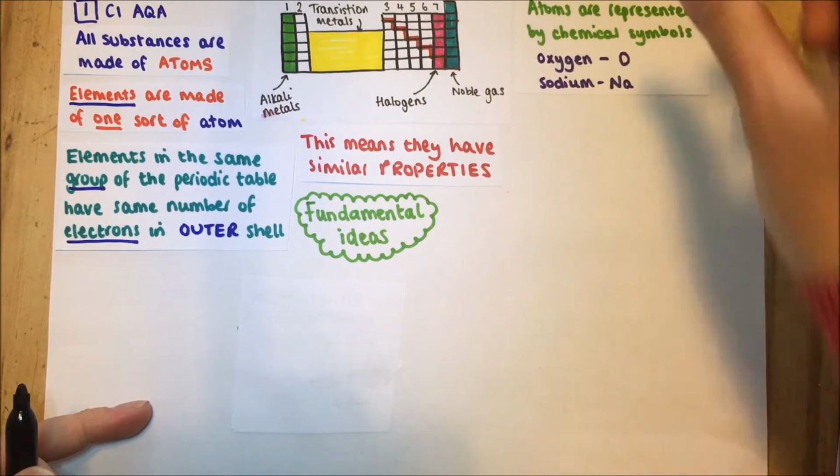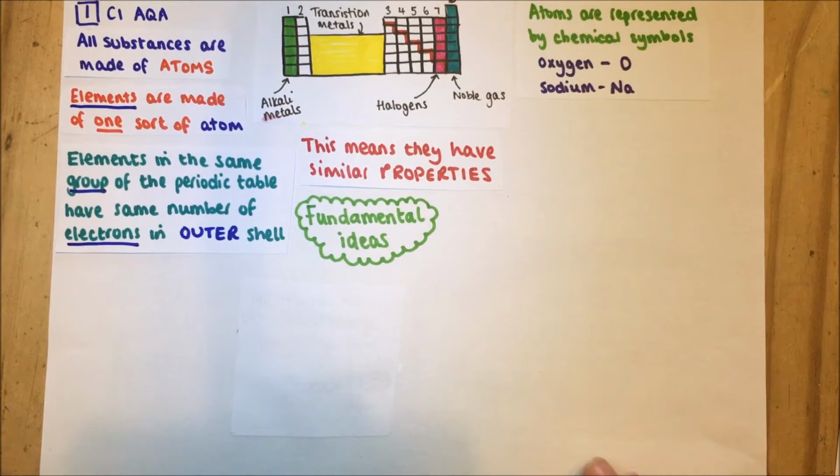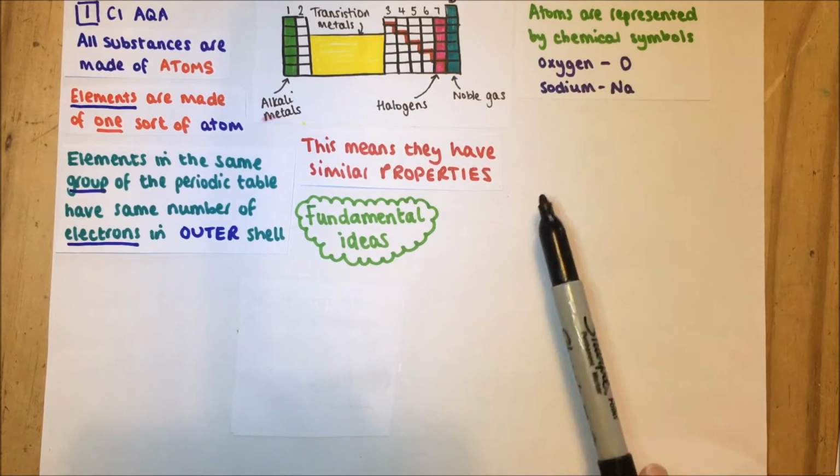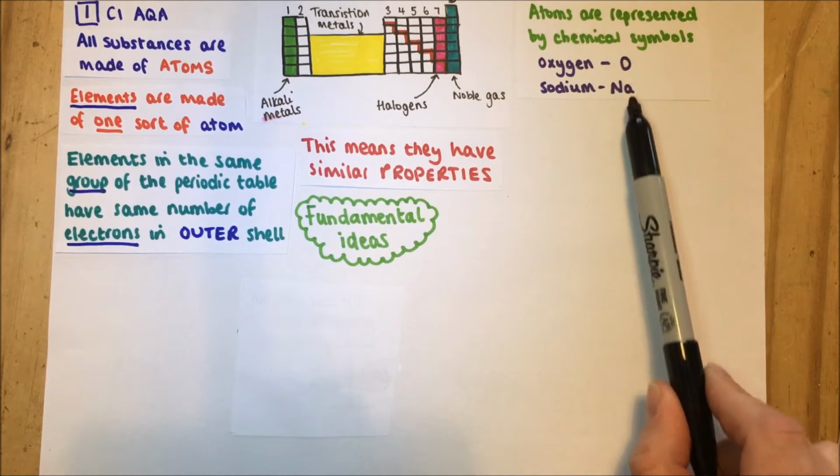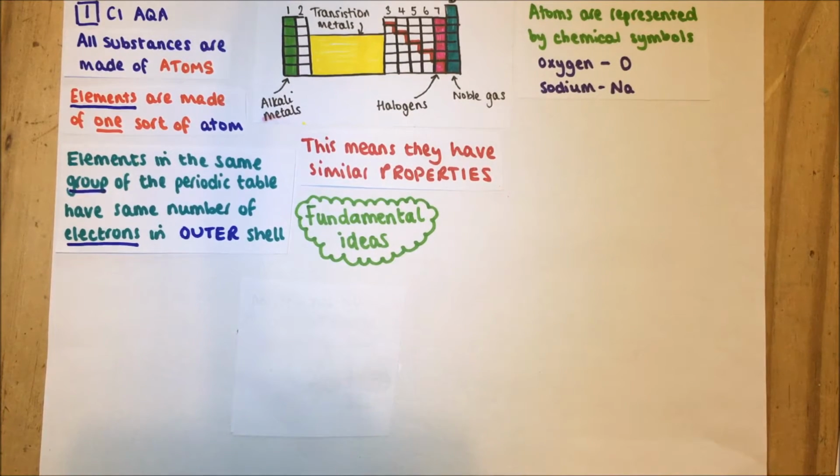And these atoms on the periodic table are represented by chemical symbols. So what you'll see on your data sheet is you'll see the symbol, so for example O, and then oxygen written underneath, and for sodium it's Na. So the letters on there will represent the elements.